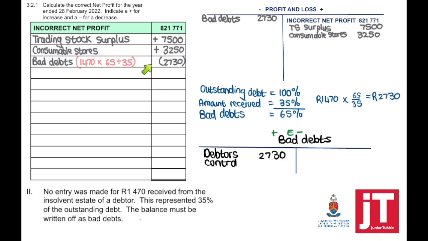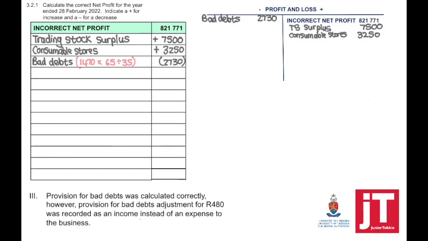Reminder, in accounting, a bracket here means a negative amount. Provision for bad debts was calculated correctly. However, provision for bad debts for adjustment for 480 was recorded as an income instead of an expense to the business. So what is happening here is that the provision for bad debts has been calculated, but it was done incorrectly. So we need to make a correction.